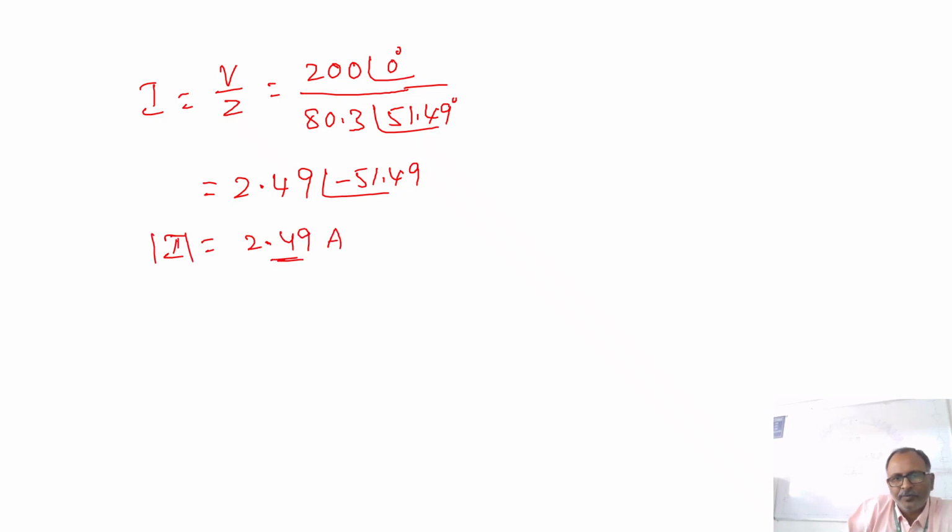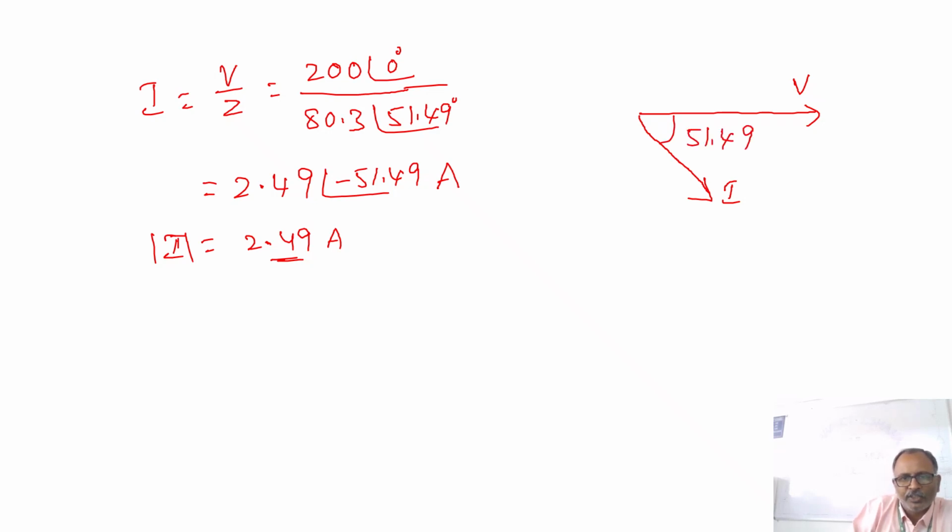So the current magnitude is 2.49 amps. And as we are taking voltage as reference, the current we got is 2.49 at an angle minus 51.49 amps. That means the current is going to lag the voltage by an angle 51.49. So it is called the phase angle.